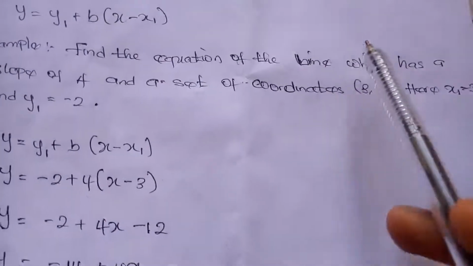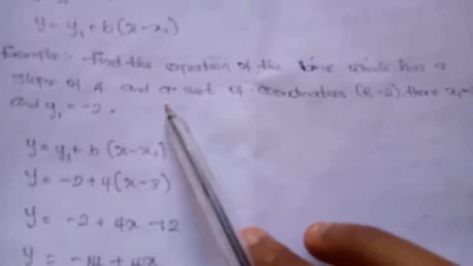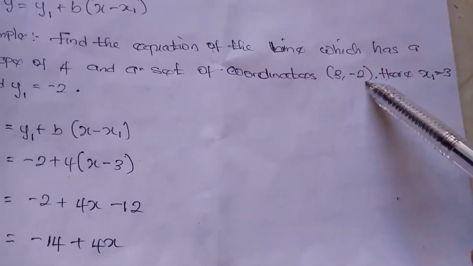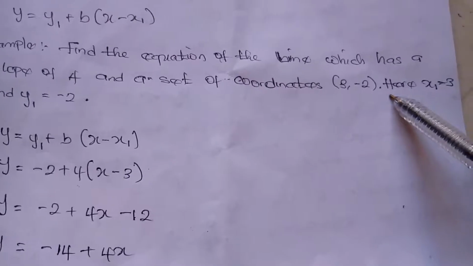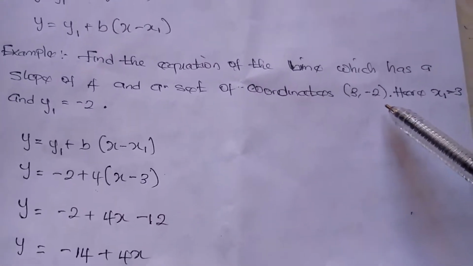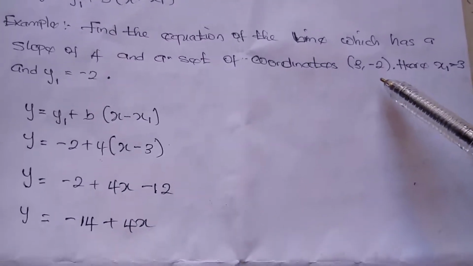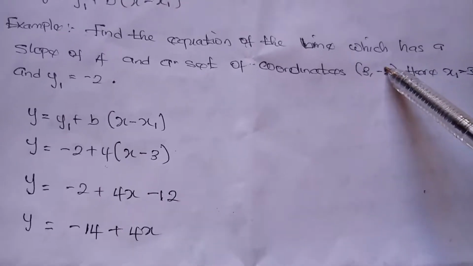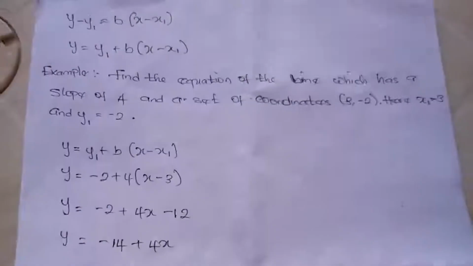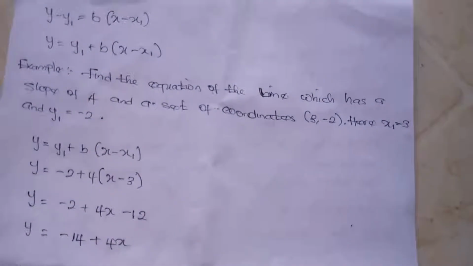Find the equation of a line which has a slope of 4 and a set of coordinates 3 and minus 2. This is x and this is y. X coordinate, y coordinate. So you see, this is something we are going to use the point slope formula for.